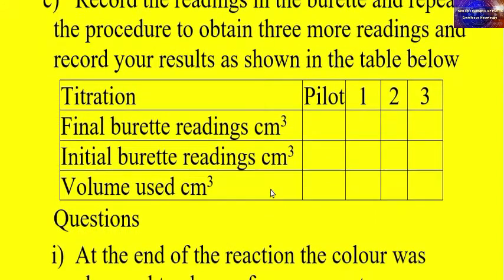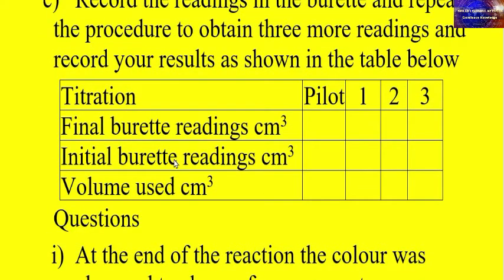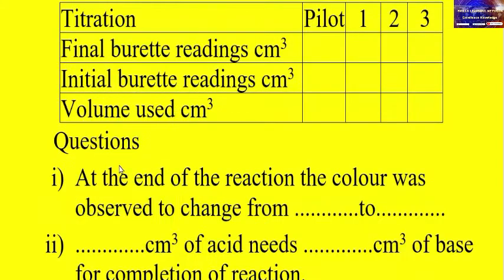That is our table. It has columns for final burette readings, initial readings, and the volume used. You have to perform the experiment: pilot, titration 1, titration 2, and titration 3. After performing the titration, you have to solve these questions.